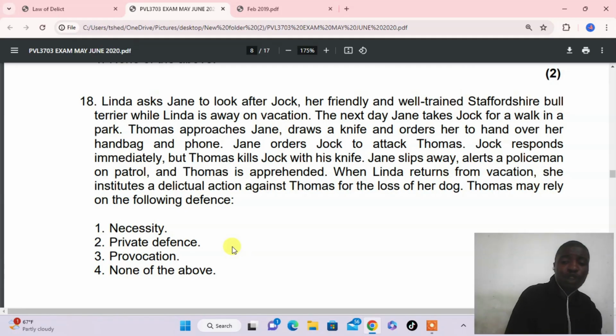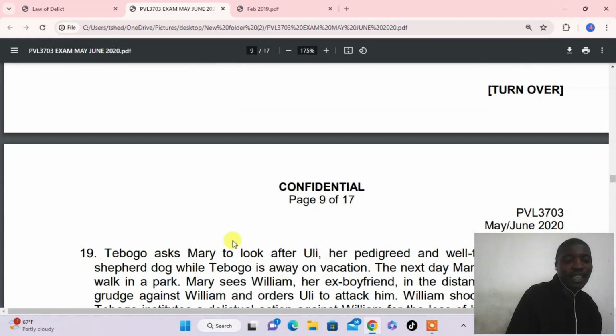Thomas is in the wrongful situation and is the one who is mugging. The person who is in the wrongful situation, where the danger is imminent, may be on the ground of justification. However, even if he relies on necessity, he will not succeed. Even if he relies on private defense, he won't succeed. Even if he relies on provocation, he won't succeed, because firstly Thomas was in the wrong situation. Thomas is the one who is mugging, and the dog was protecting the interest of Jane. So we have answered that one.